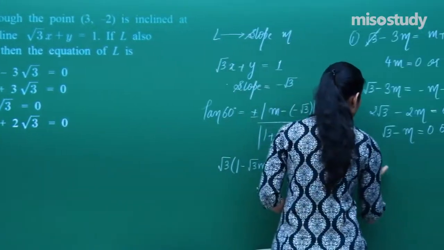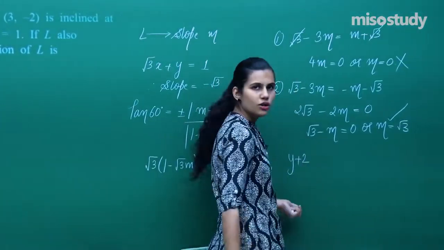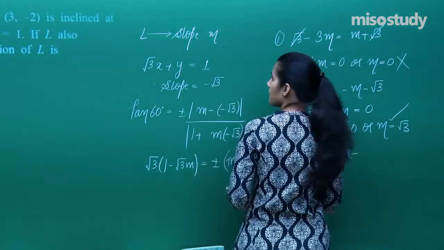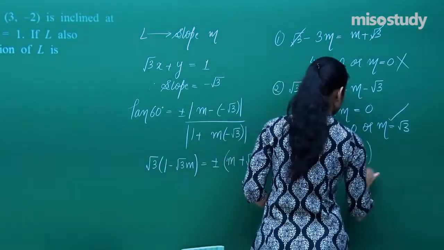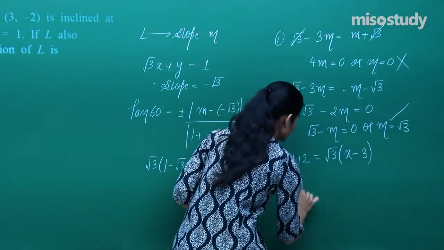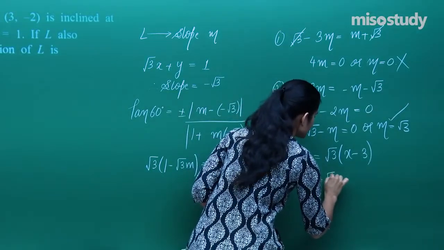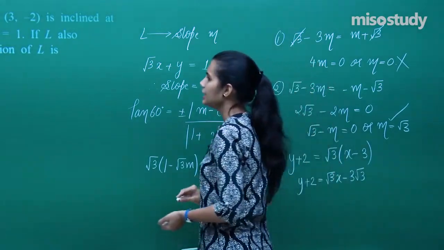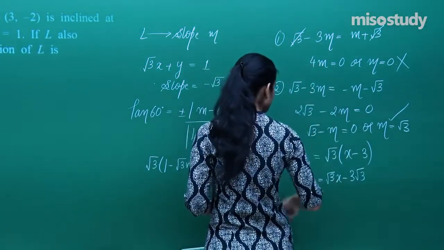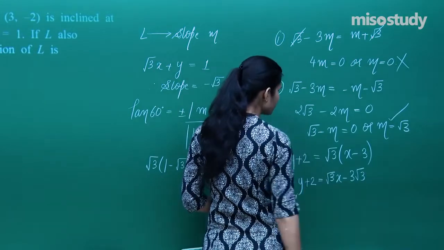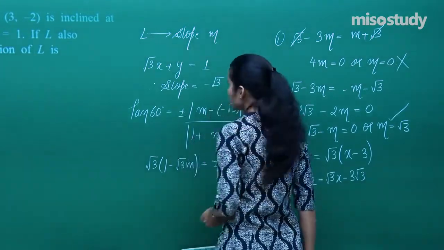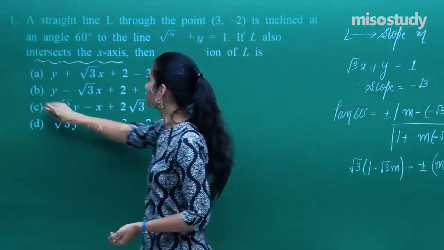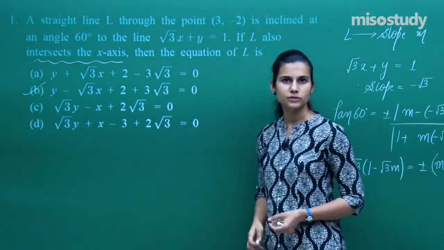y minus y1, y minus (minus 2) equals m into (x minus 3). So, from here you get y plus 2 equals root 3 x minus 3 root 3, or I can say y minus root 3 x equals minus 2 minus 3 root 3. That is, y minus root 3 x plus 2 plus 3 root 3 equals 0, and therefore this is the correct option.